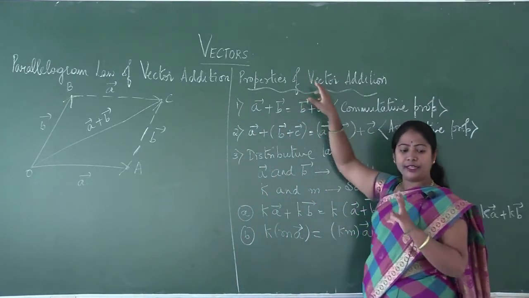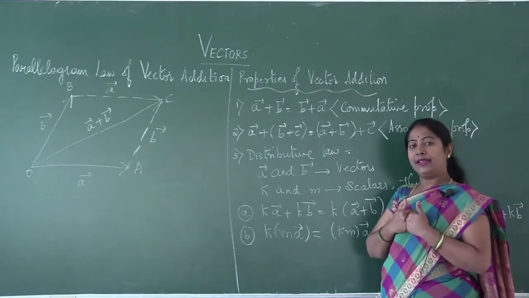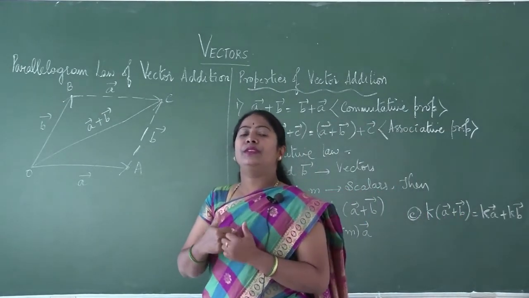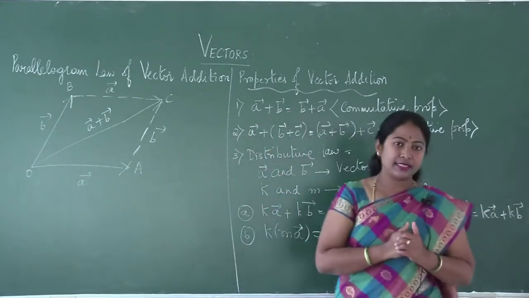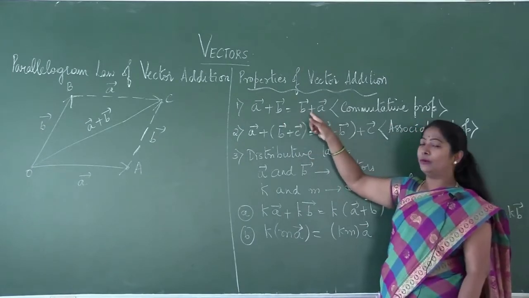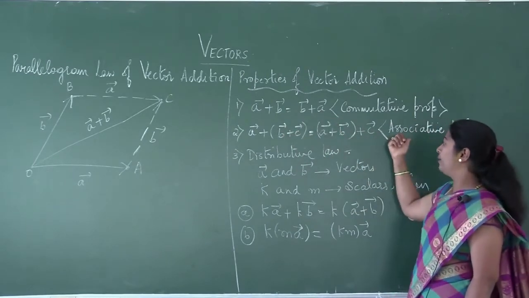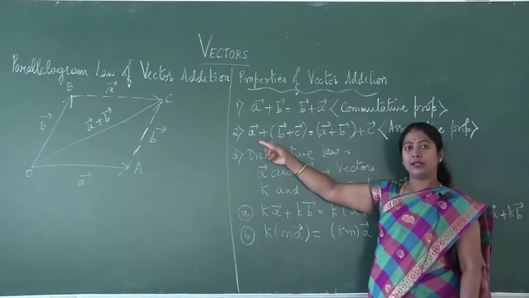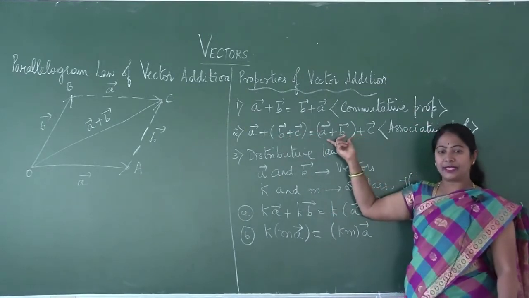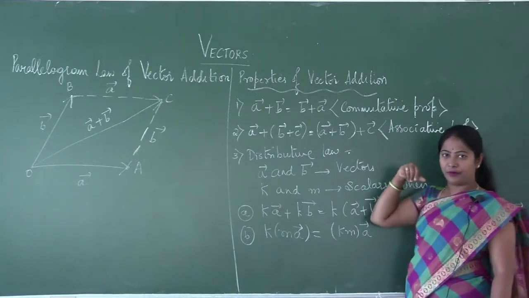You will have studied this in your lower classes. What do you mean by commutative property or commutative law? A plus B equal to B plus A. Similarly, with reference to vectors, the commutative property is: vector A plus vector B is equal to vector B plus vector A. Next, what is the associative property? Vector A plus vector B plus vector C equals vector A plus vector B plus vector C, grouped differently. This is known as the associative property.